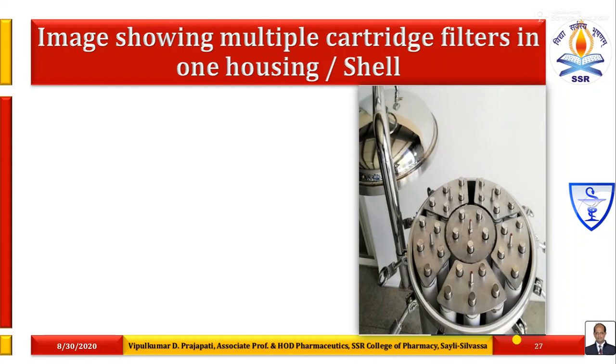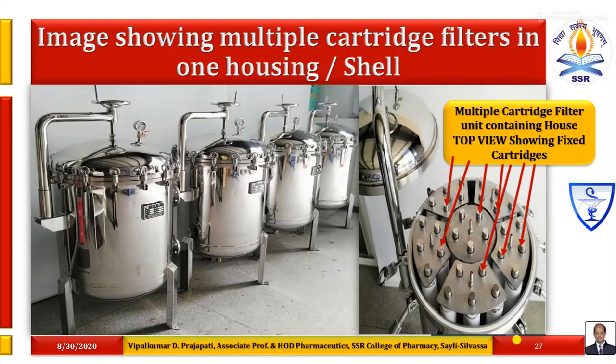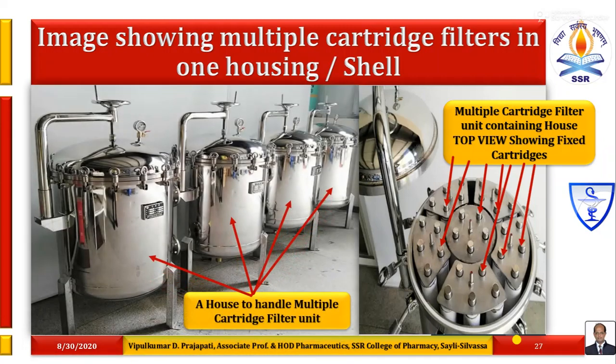This is the image showing multiple cartridge filter units that are fixed in a single housing or a cell. So, multiple cartridge filter unit containing house. This is a top view showing fixed cartridge, and these are the number of house in which multiple cartridge filter units can be fixed.